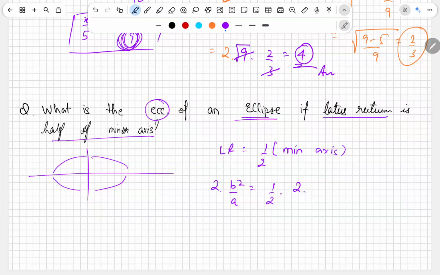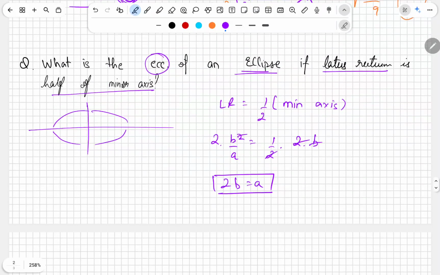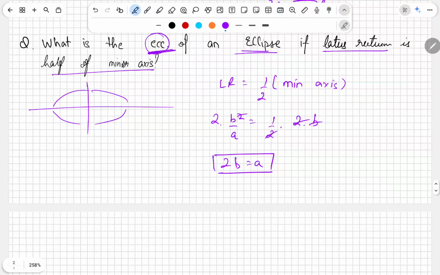Minor axis is 2 into B. 2 cancels 2, B cancels square. So I'll be left with 2B equals to A. Now 2B equals to A. We have to find eccentricity. The formula for eccentricity is under root 1 minus small square upon big square. A is equal to 2B.